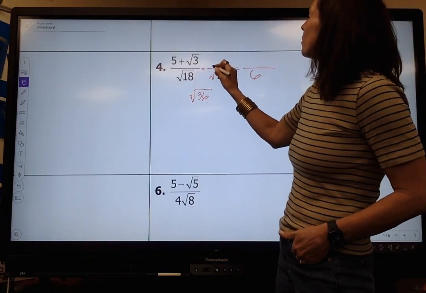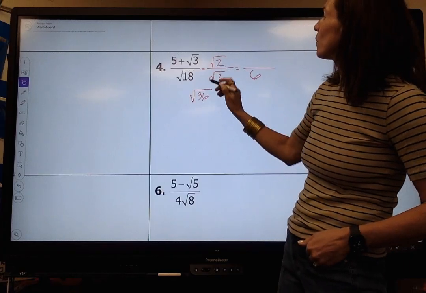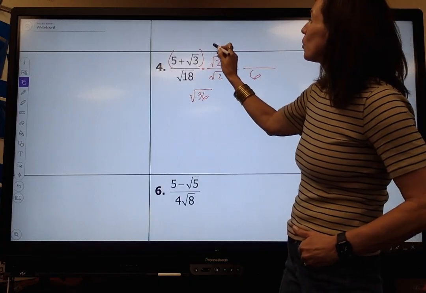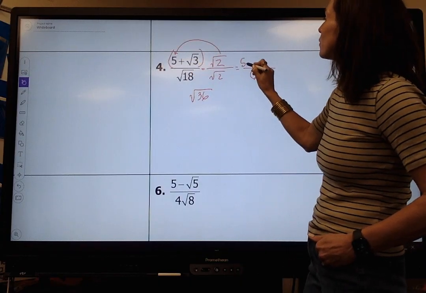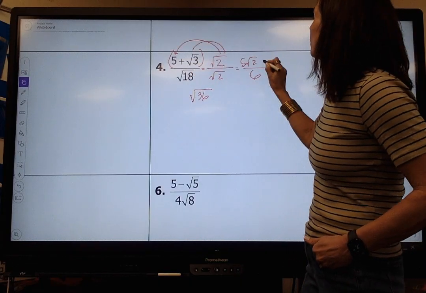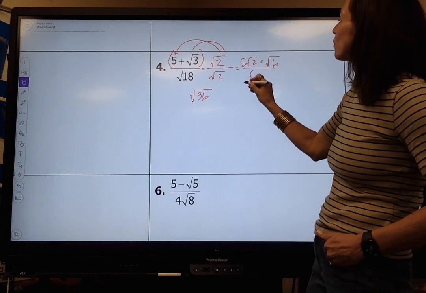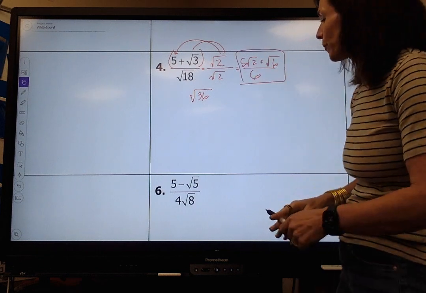So here I'm going to multiply by square root of 2 and square root of 2. Whatever I do on the bottom, I do on the top. Remember, you are multiplying a binomial. So 5 square roots of 2 plus square root of 6. I can't simplify my radical, so this would be my final answer.